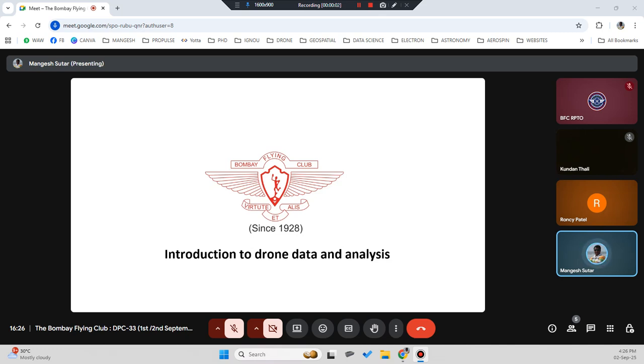Okay, we are starting with the last module of our theory session, that is Introduction to Drone Data and Analysis. Whatever we saw in the drones payloads, like RGB cameras, thermal cameras, lidar cameras, multispectral, hyperspectral, all this will create different types of images, which will be useful for you to interpret. But when you see these images, you should be able to interpret the data from those images.